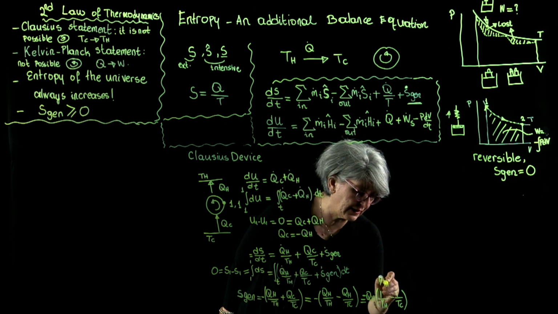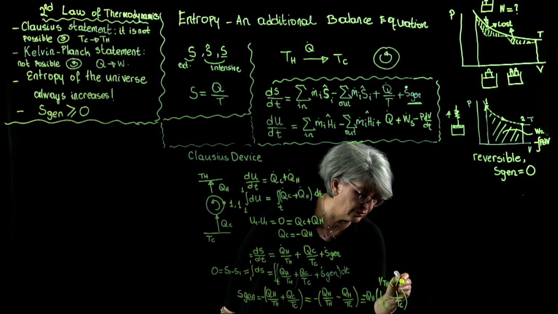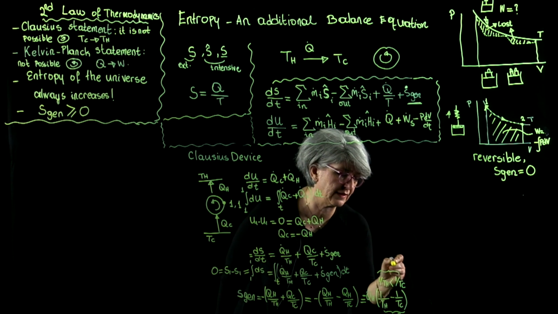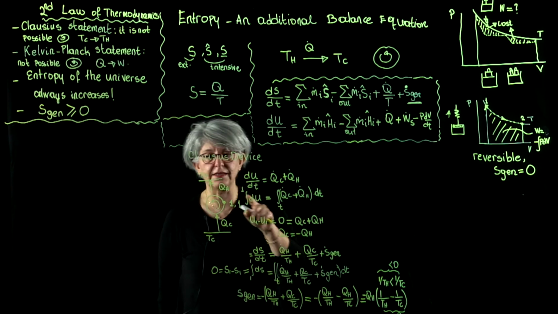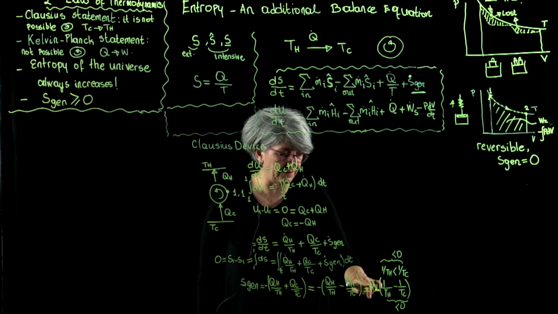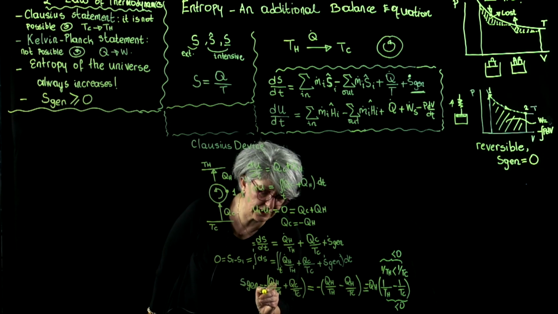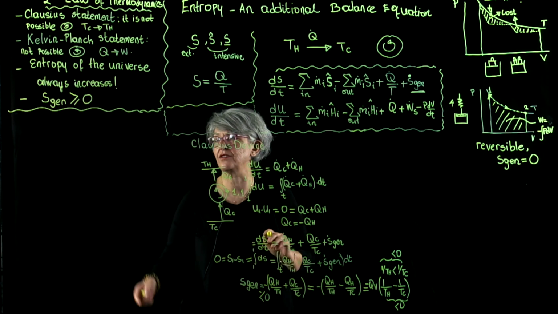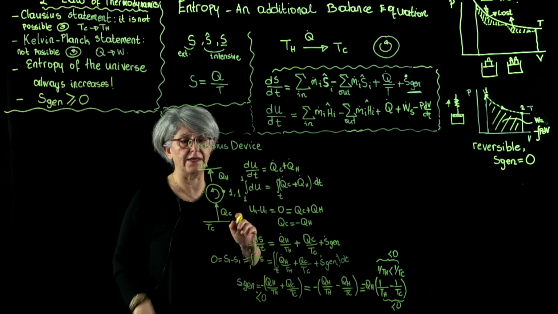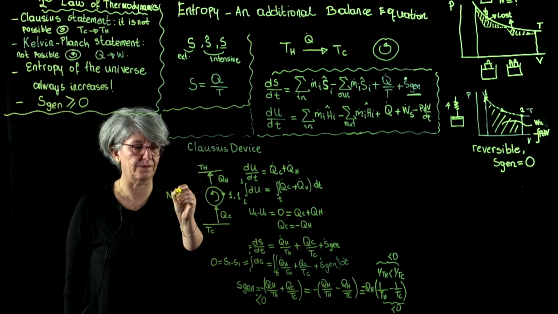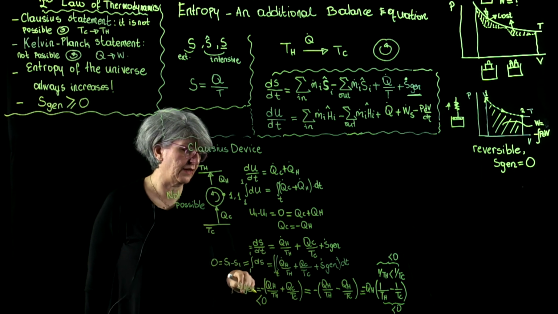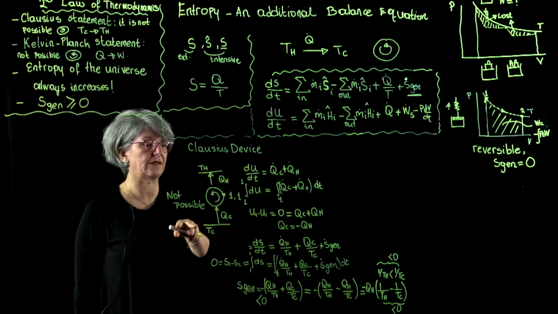1 over T hot is less than 1 over T cold, and hence this group is less than 0. Heat is leaving the system boundary. It is negative. A third negative indicates that our entropy generation is less than 0. And that is in strict violation of the second law. So this device is not possible. Entropy generation is less than 0. This device is not possible.